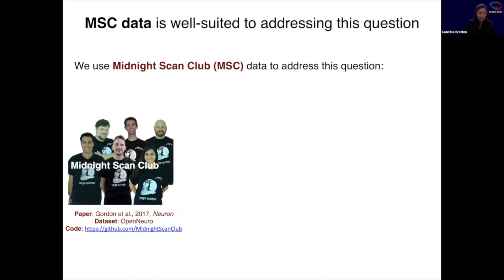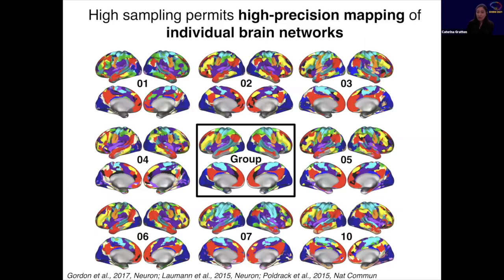So for this data part of the talk, I'm going to be talking about a precision fMRI dataset called the Midnight Scan Club dataset, which was spearheaded by Nico Dosenbach, Steve Nelson, and collaborators. Now, this dataset is really well suited to addressing this question because it contains a lot of data from 10 different participants. So each of these 10 participants completed 10 different functional MRI sessions each. And with this large amount of data, we can now show that we can map networks very reliably at the level of these individual participants, shown here on the outside, relative to the group average shown in the center.